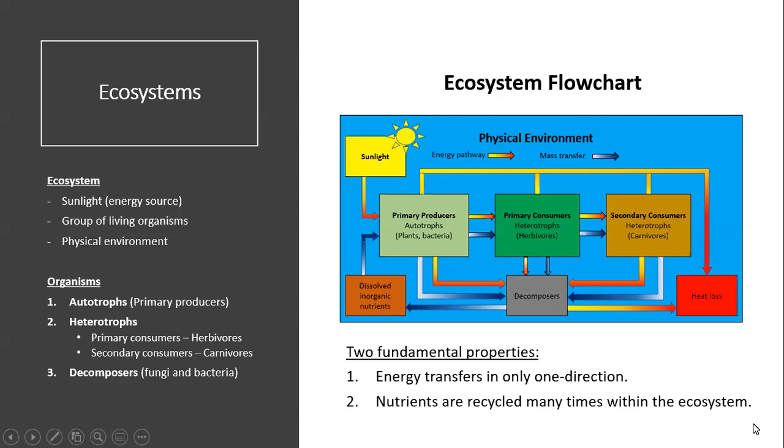Organisms within the ecosystem include autotrophs, or primary producers. These are organisms that produce their own food, such as plants and bacteria. Heterotrophs, organisms which consume primary producers. They are divided into two types: primary consumers, or herbivores, or plant eaters, and secondary consumers, or carnivores, or meat eaters. Decomposers are organisms, such as fungi and bacteria, that decompose dead organic material and waste and recycle the nutrients back into the food chain.